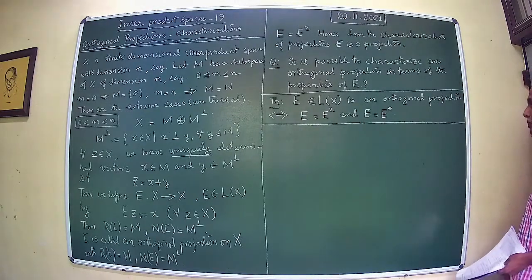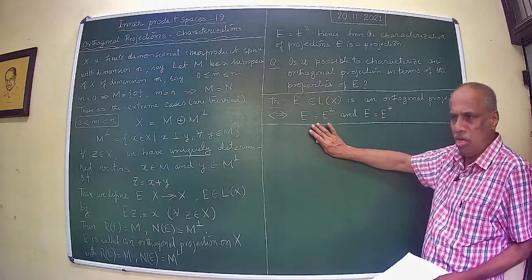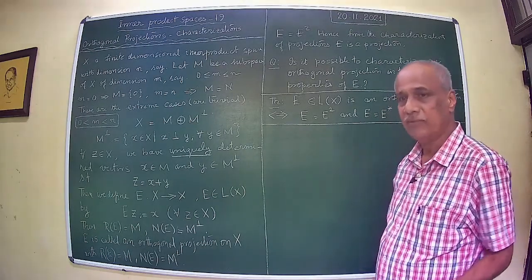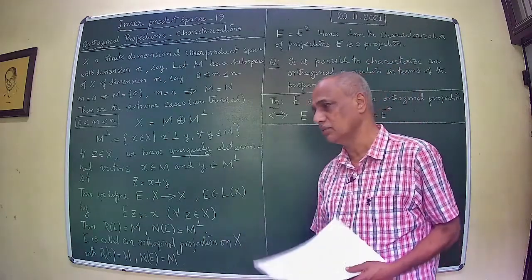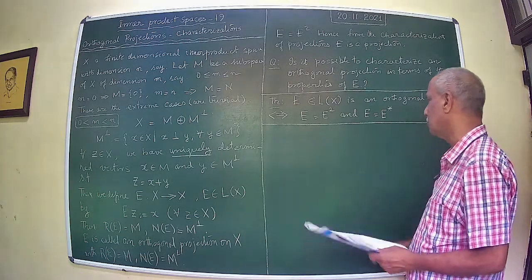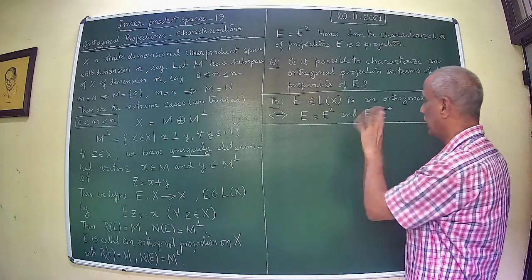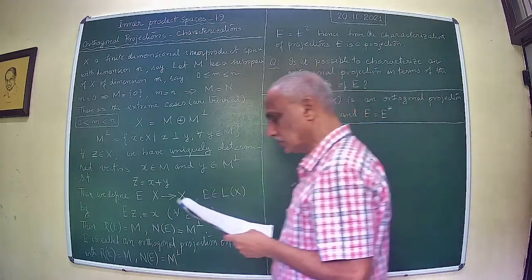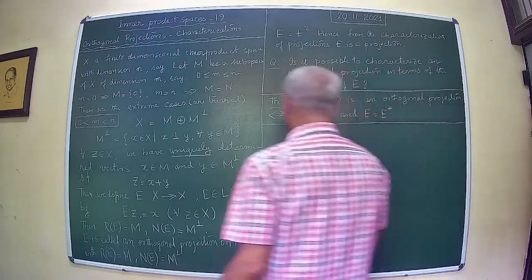Okay, let us try to prove this. See, E equal to E square makes it a projection. Then what more do you need to make it an orthogonal projection? This is the question. Or what additional condition, when added to E equal to E square, will make it an orthogonal projection? So it's a nice characterization theorem. Now we will make some remarks before we prove the theorem.